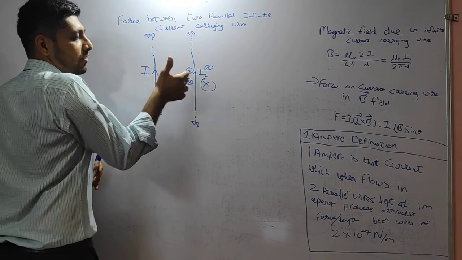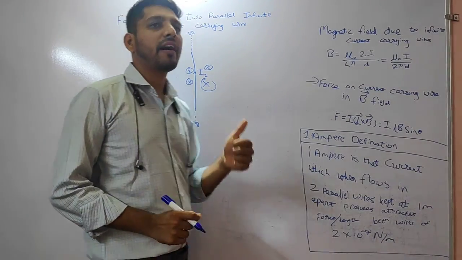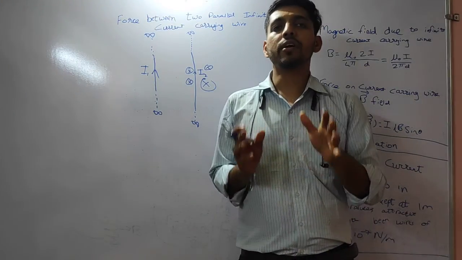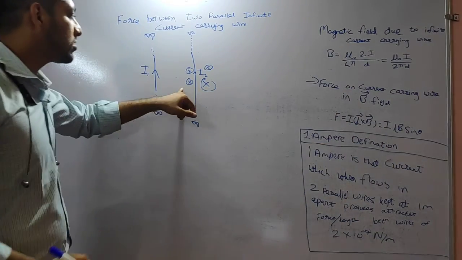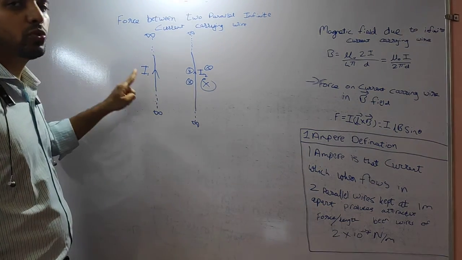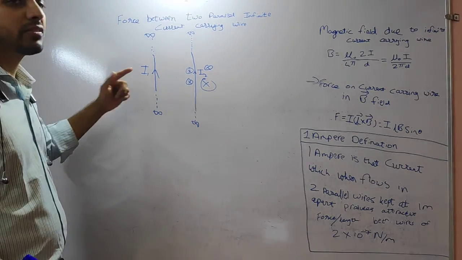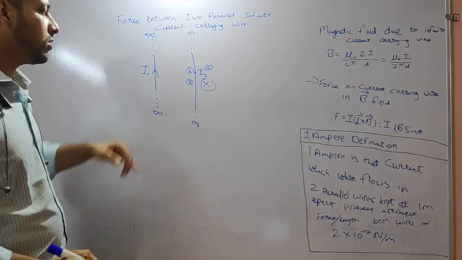Whenever a wire carries current, it behaves as a magnet, so there will be some amount of magnetic field around it. So this is the magnetic field due to wire 1. Make it very clear, I am repeating once again: this is the magnetic field produced due to wire 1.